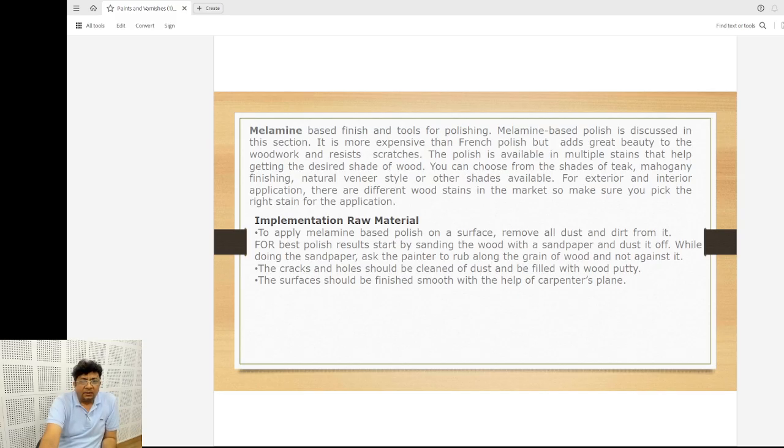The cracks and holes should be cleaned of dust and filled with wood putty. There are different types of wood putties available in the market. The wood is a natural product. It is prone to have some defects, cracks and knots. So it is very important before we start polishing the wood surface that all the cracks and the knots and the joints should be fixed with the help of wood putty and sandpapered after it. The surfaces should be finished smooth with the help of a carpenter's plane.